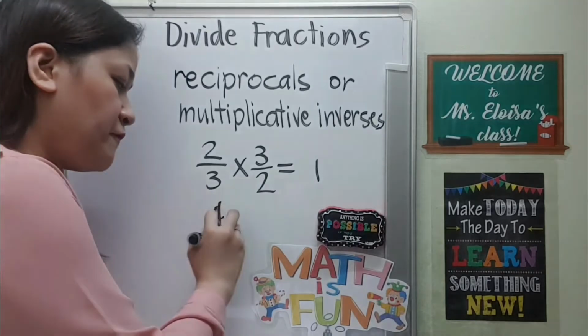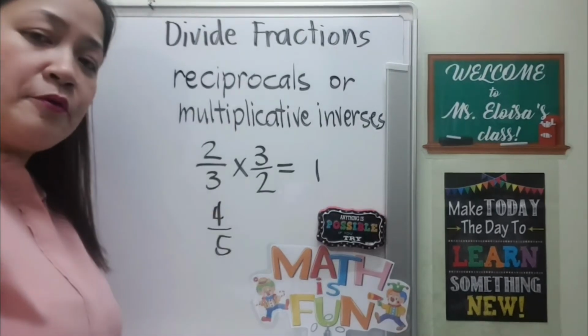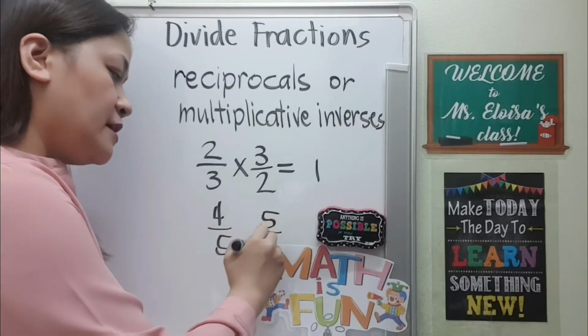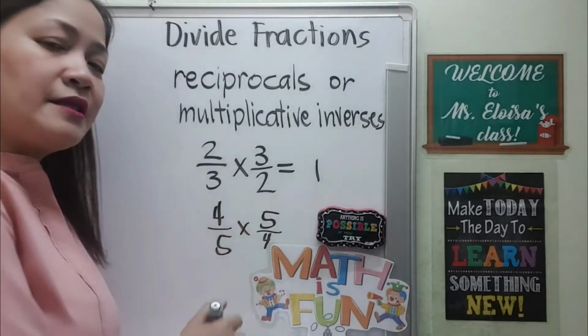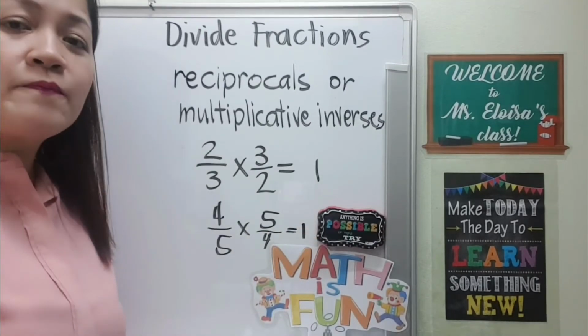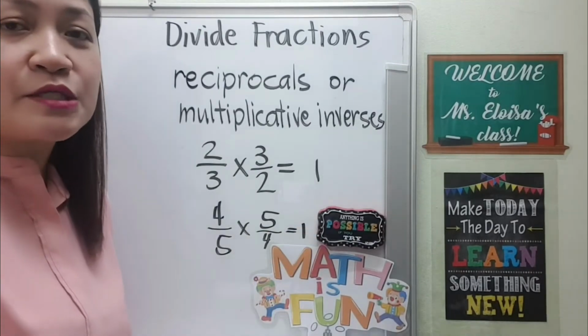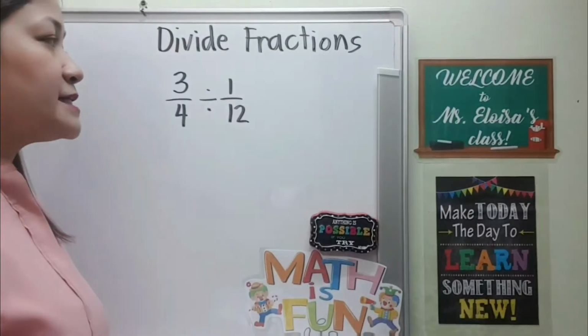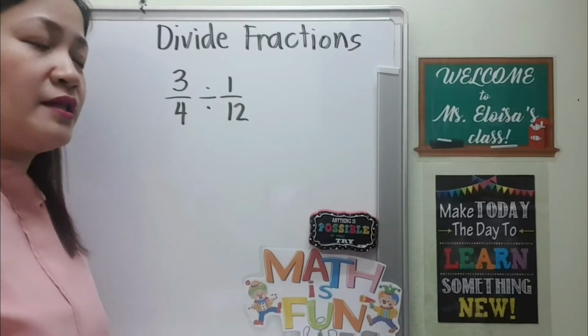We have 4/5. So what is the reciprocal of 4/5? That is 5/4. If you multiply this, they will give you a product of 1 also. So I hope reciprocals are clear to you because we will be using that in dividing the next numbers. Now let us divide 3/4 by 1/12.